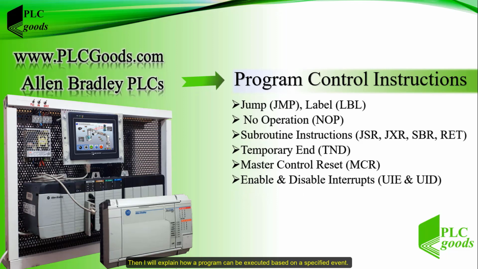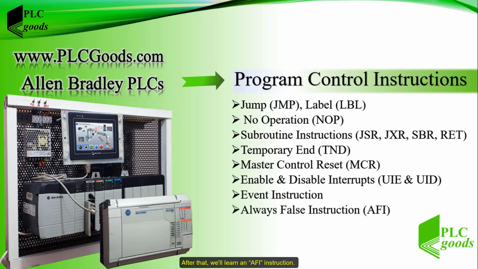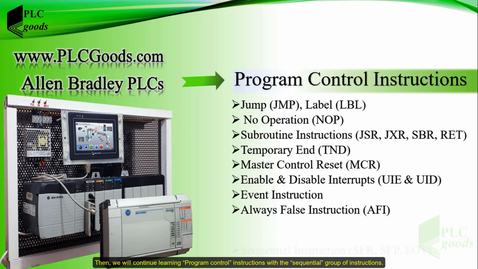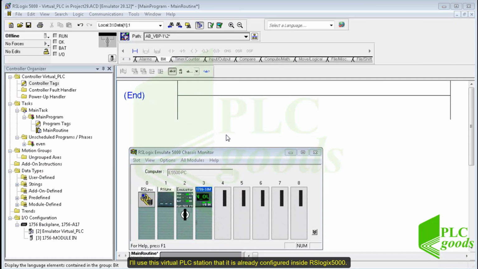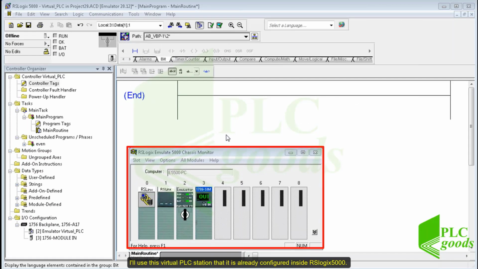Then I will explain how a program can be executed based on a specified event. After that, we will learn an AFI instruction. Then we will continue learning program control instructions with the sequential group of instructions. Then we will do an automatic warehouse project in factory I/O. I will use this virtual PLC station that is already configured inside RSLogix 5000.